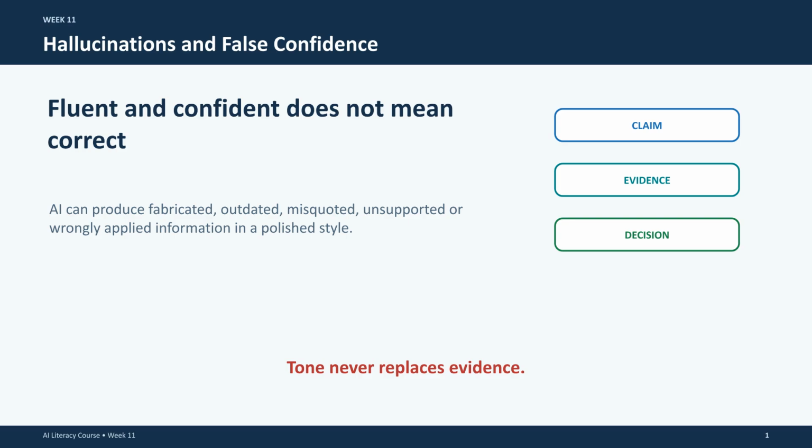Welcome to Week 11. Today we are discussing hallucinations and false confidence. It is important to remember that I can produce fluent, confident, and polished answers that are actually fabricated or outdated. Tone is never a substitute for evidence.